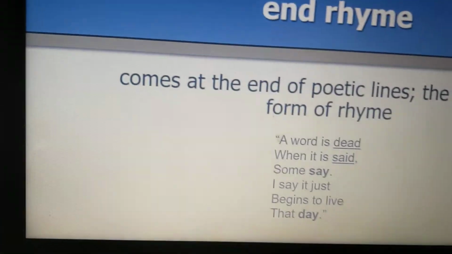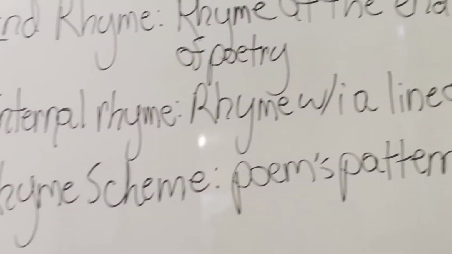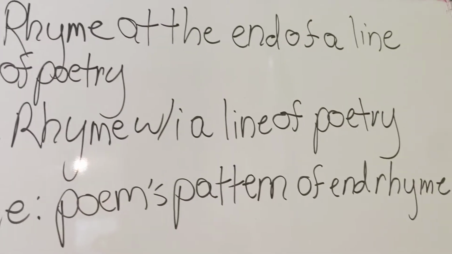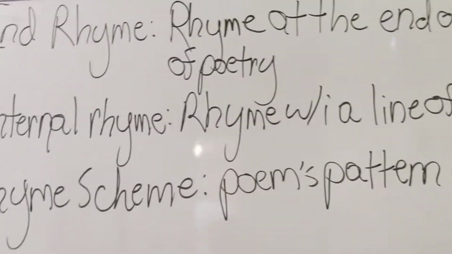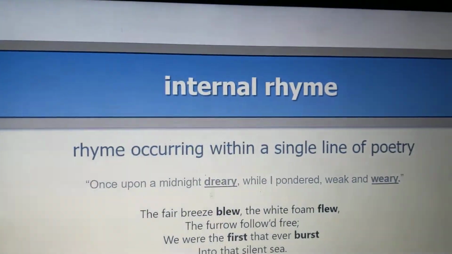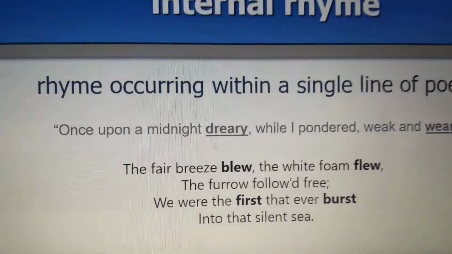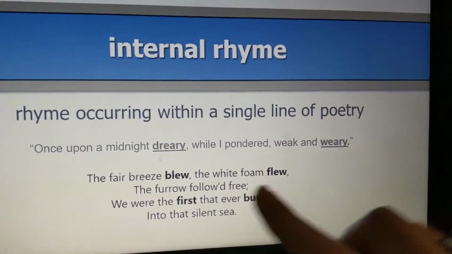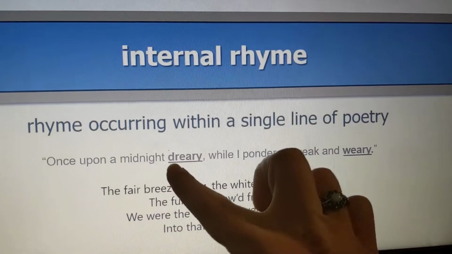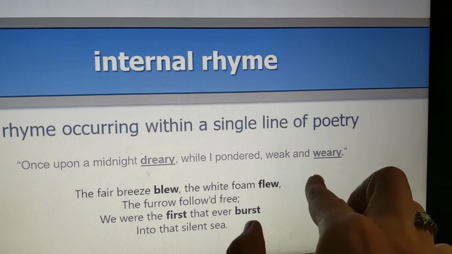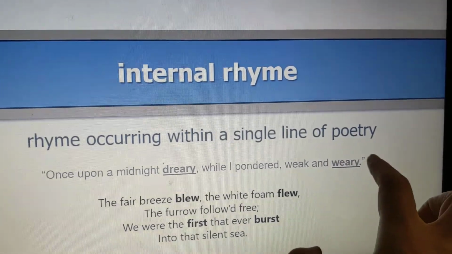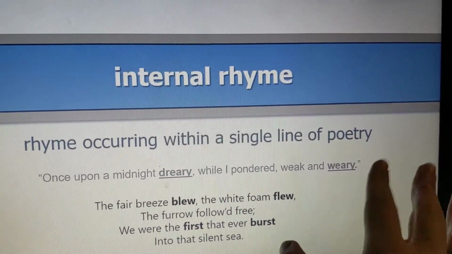Okay, the next term you have over here is internal rhyme. And this is rhyme within a line of poetry. So this is different from end rhyme. End rhyme is at the end of a line of poetry, while internal rhyme is within a line of poetry. If you look at my couple of examples in your PowerPoint, it reads, once upon a midnight dreary, while I pondered weak and weary. Anybody know who wrote this famous line of poetry? It's from The Raven. Any ideas?